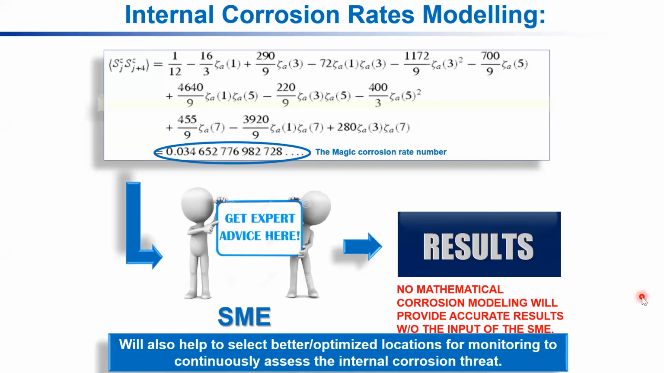Once again, when we do internal corrosion rate modeling, since I mentioned we have to do flow modeling also, corrosion rate and flow modeling are key to better optimize the locations where monitoring can be placed to continuously assess the internal corrosion threat. And then maybe, depending on how well we understand that monitoring, we could use those values to trigger inspections that will then help us assess internal corrosion integrity.